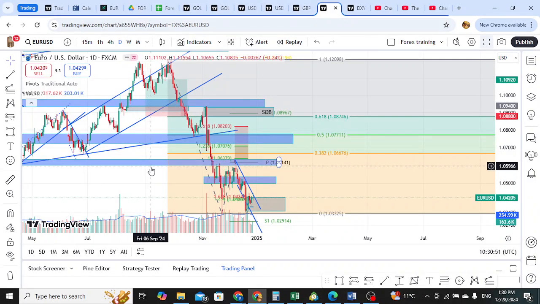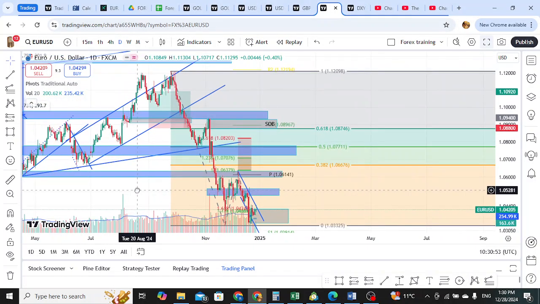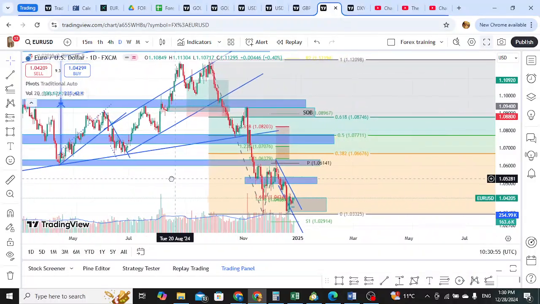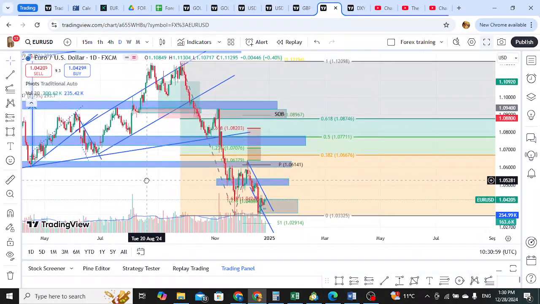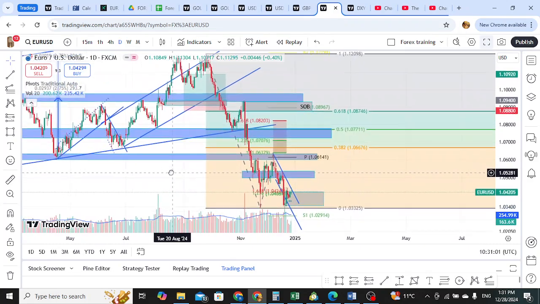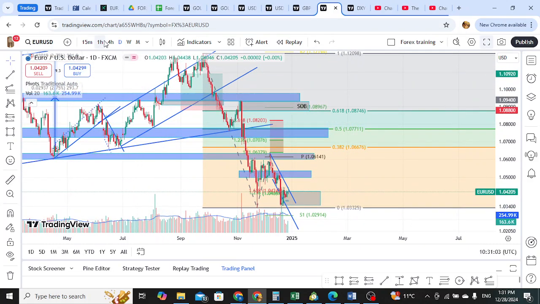Hello everybody, today we are going to discuss the Fibonacci retracement, or how I use Fibonacci retracement in my Forex strategy. As you see, I don't use one tool, I use several tools, but today we are going to concentrate on the way I use Fibonacci retracement.